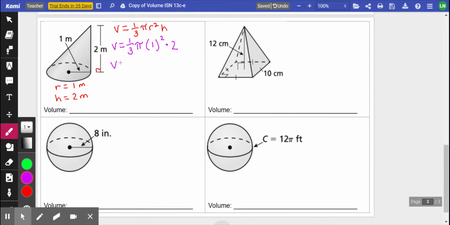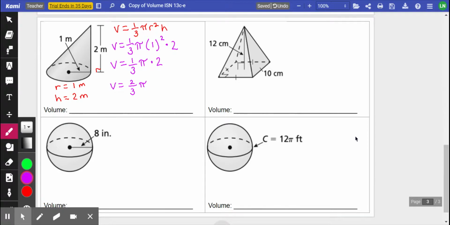So let's go ahead and simplify. I can square that 1, and I can also multiply that times the 2 here on the end. So 1 squared is just 1, times 2 is just 2. And this is all multiplication, so I can go one step further. I have 1/3 times pi times 2. Well, I know 1/3 times 2 would be 2/3, and I still have times pi. And so that's pretty much as simplified as we'll go.